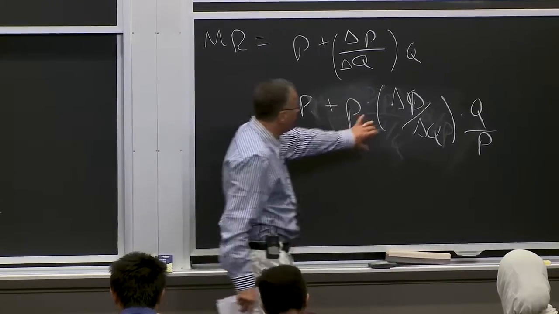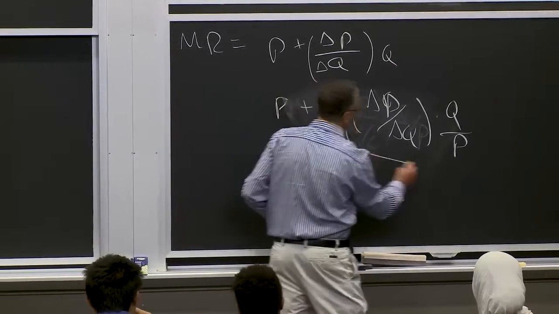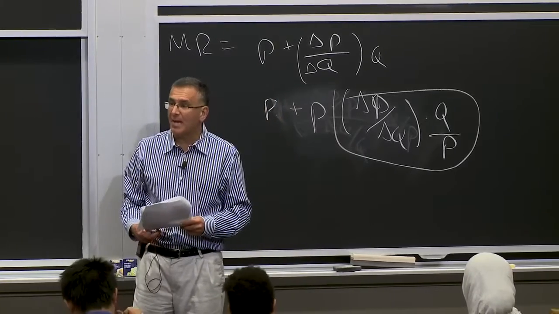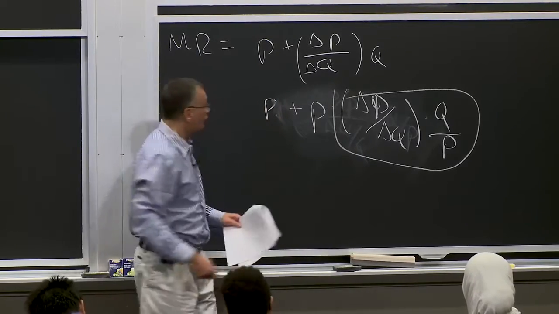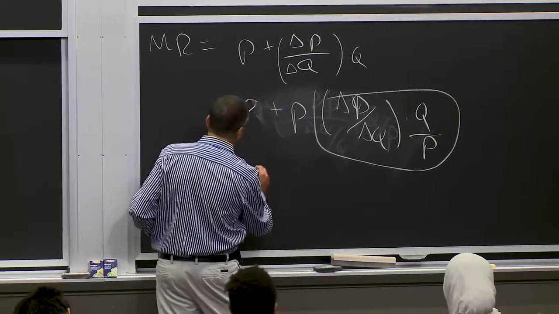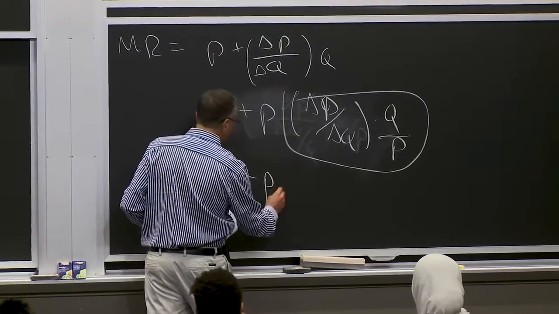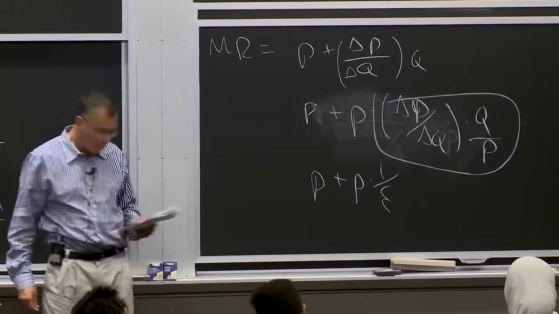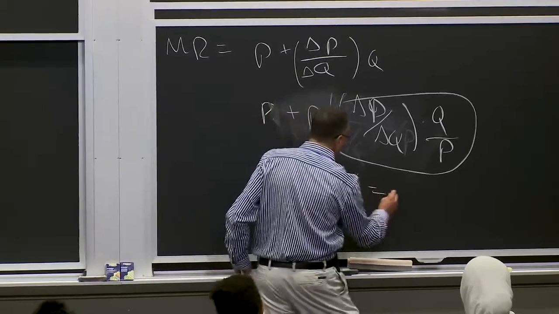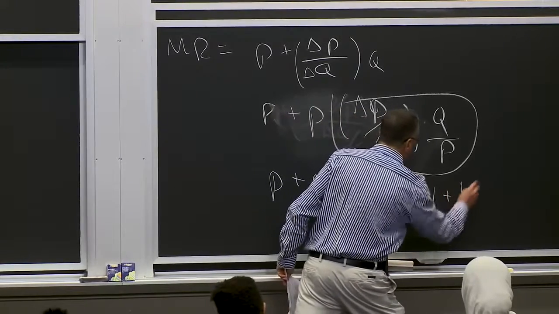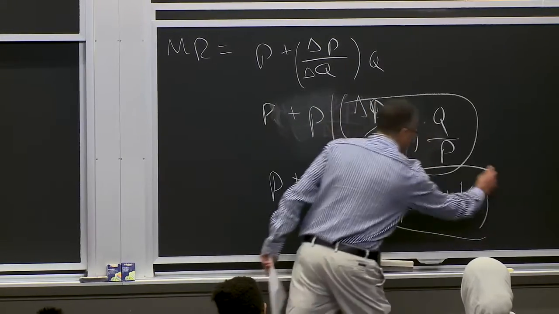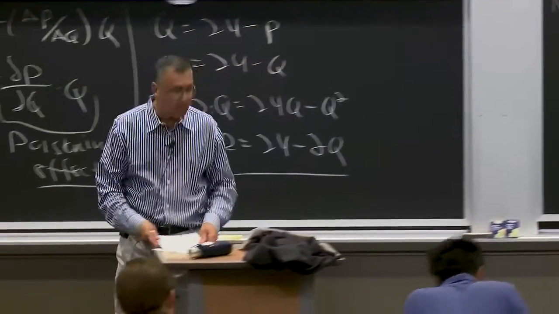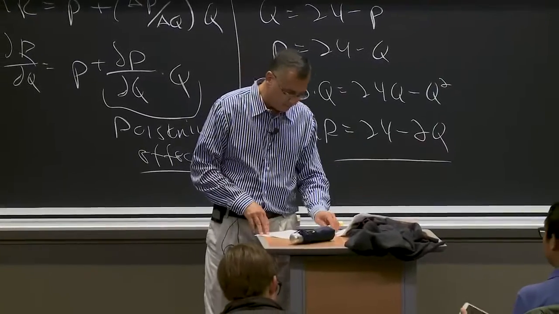Now, if you look at this expression, delta P over delta Q times Q over P, that is the inverse of the elasticity of demand. So you can rewrite this as P plus P times 1 over the elasticity of demand. Or, rewriting one more time, marginal revenue equals P times 1 plus 1 over the elasticity of demand.